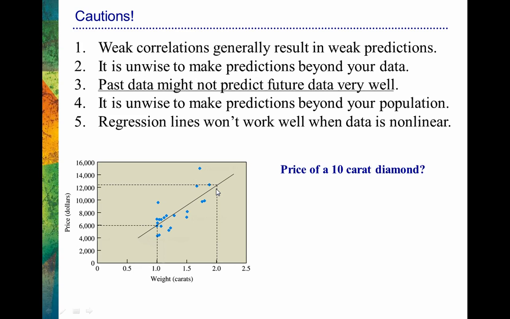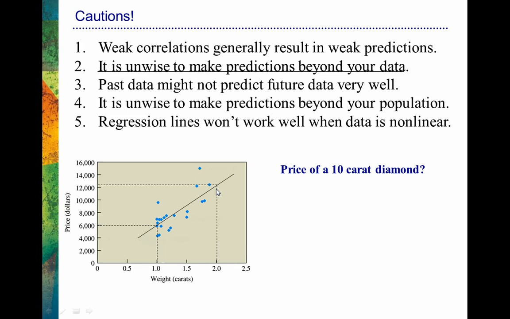So we're talking about approximately $6,000 per carat. But now think about this. If we were to extend that out to a 10 carat diamond, then we might be estimating that it'd be worth about $60,000. And although that sounds like a lot of money, a 10 carat diamond is very rare, and it would probably be worth much more than that.